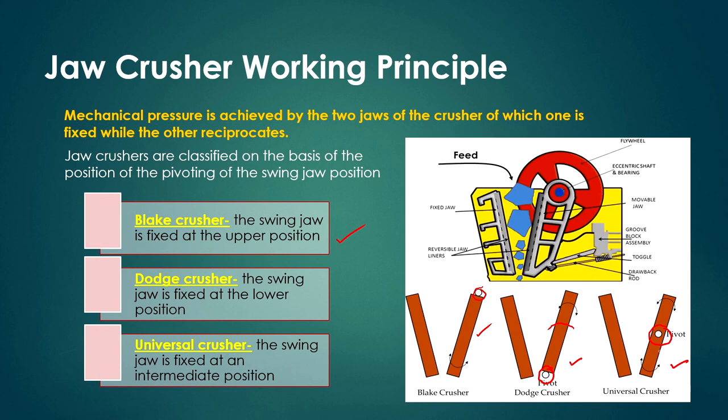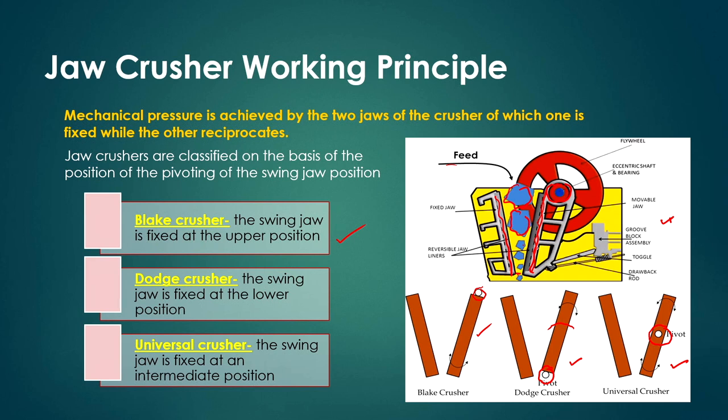In this figure, see one jaw crusher. These are the jaws, and another jaw is like this. This jaw is fixed, and here this jaw is pivoted at the upper position. So, this type of jaw crusher will be called a Blake jaw crusher. Here the feed is coming as coarser particles, and it will be going through that small gap of these two jaws.